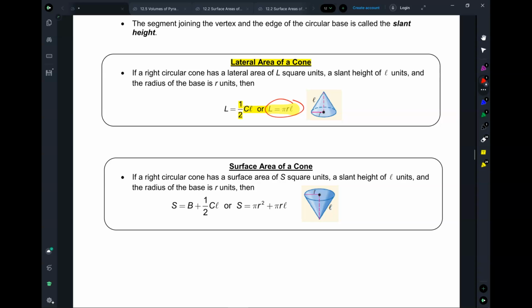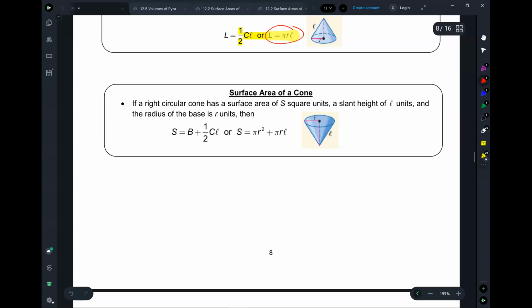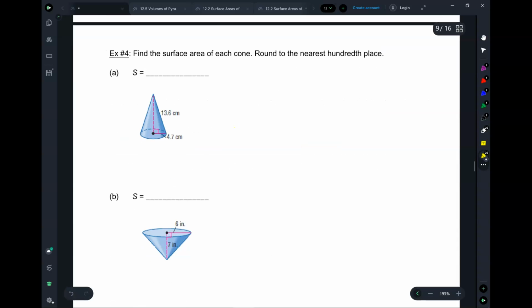Now, the base is a circle, so the area of that is pi r squared, which means, if you look at this form, it's exactly the same as what we used before. Before we had base area plus half PL, right? Now it's half CL, but the one we're going to use is this one, pi r squared plus pi RL. It looks so similar to the one for a cylinder, right? 2 pi r squared plus 2 pi RH, but this is different, pi r squared plus pi RL. And you're going to keep it all straight for the quiz and the test, okay? Let's do it.